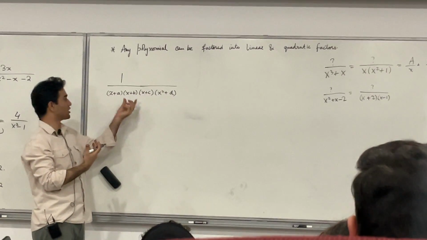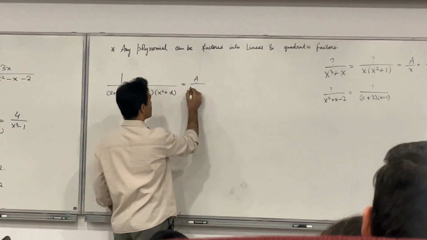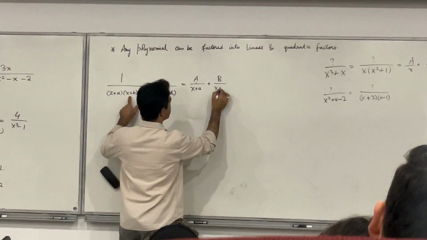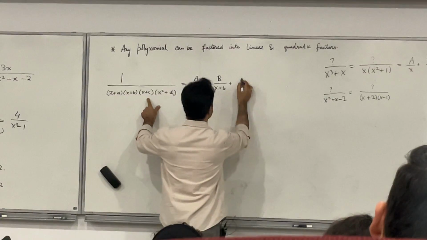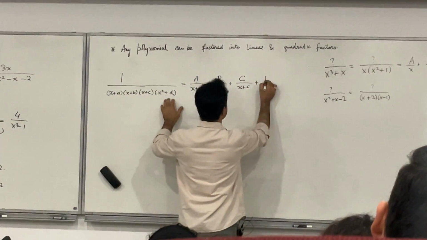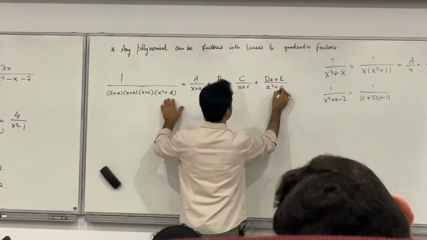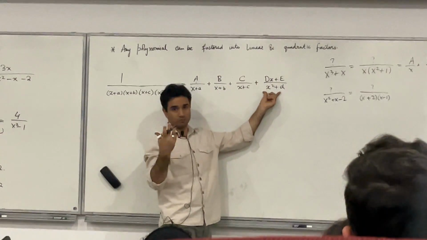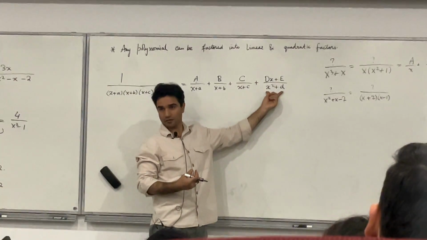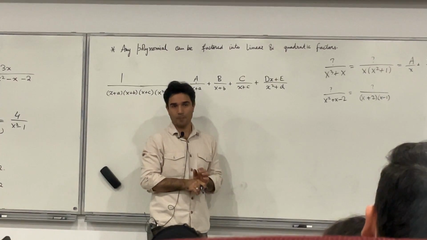an expression like this can be broken down into some constant over x plus a, plus some constant over x plus b, plus some number basically, over x plus c, and then some other, not a number but a linear expression over the x squared plus d, if d is positive, for example. Then you can't break it down any further. So you leave a linear thing on top and you're done.